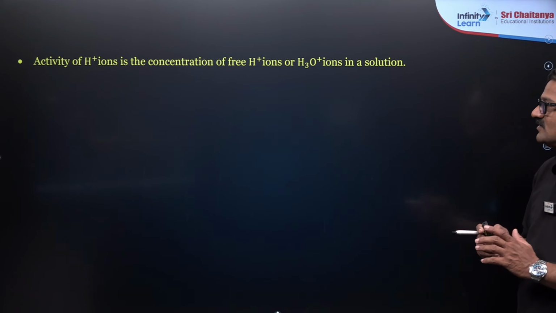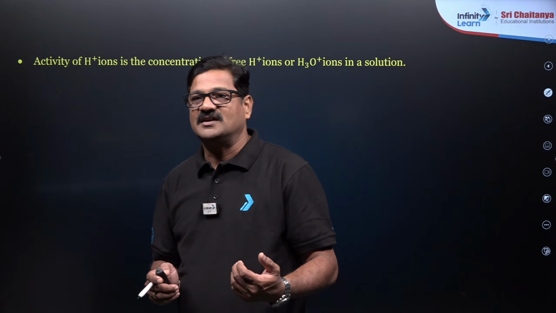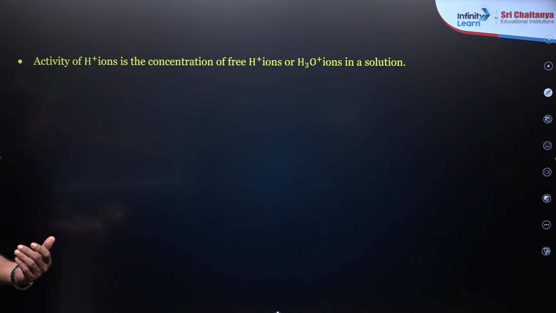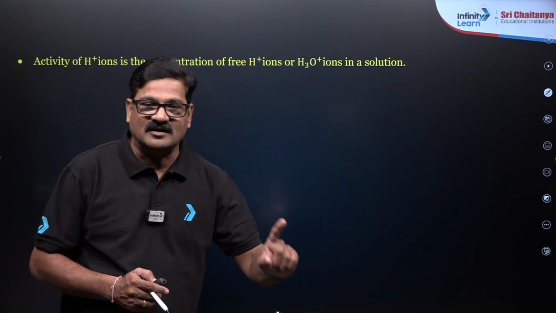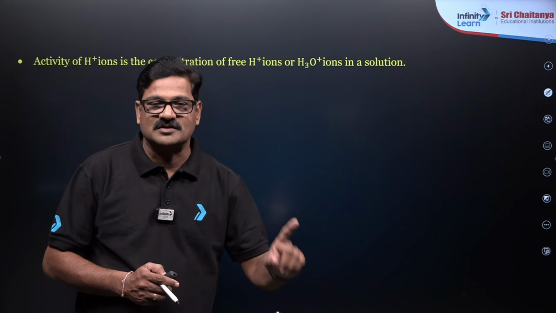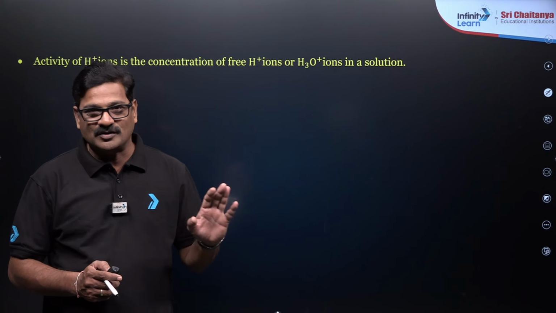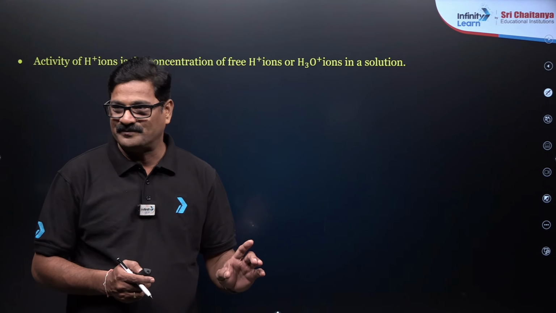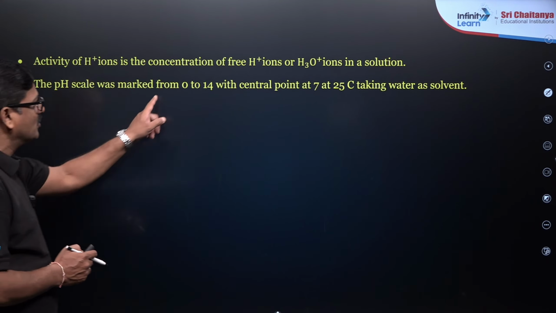Acidity is the concentration of free H plus ion or hydronium ion, H3O plus, in water or in the aqueous solution. The pH we are calculating is related to aqueous solutions, mind it. If the solvent is any other, we are not going to use this pH scale given by Sorensen; there will be no pH concept for them. Okay? And the pH scale was marked from 0 to 14.